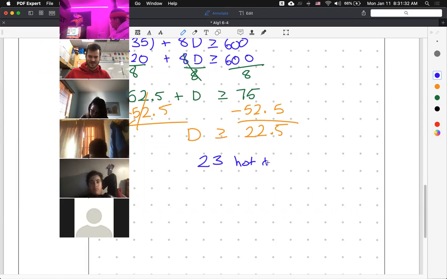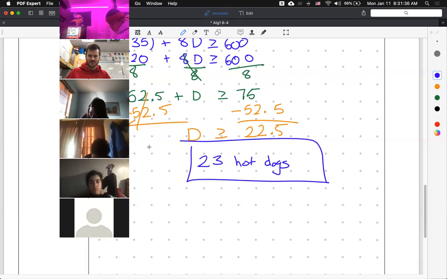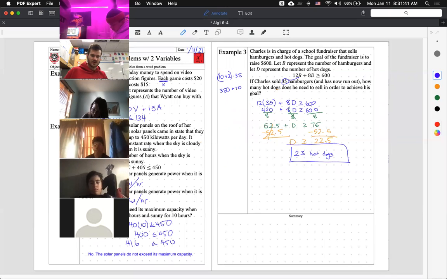And I can't write for the life of me. Dogs. There we go. And there's our final answer. Cool. And we are officially done with notes.